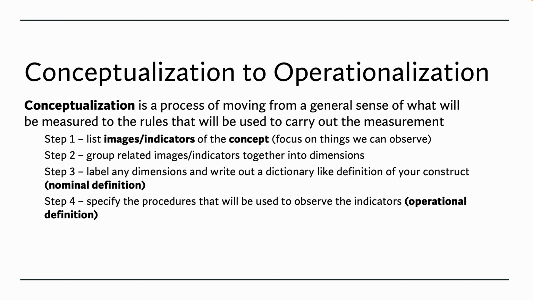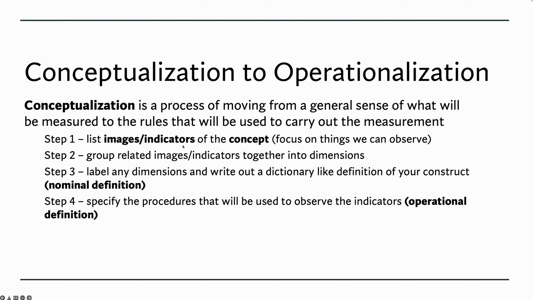Okay, conceptualization to operationalization. Conceptualization is a process of moving from a general sense of the concept to actual rules and procedures that will be used to carry out the measurement. And there are 4 steps. So we go through a process. We're at the stage of not really having a measure, and no one's really figured out how to, say, for example, measure intelligence.